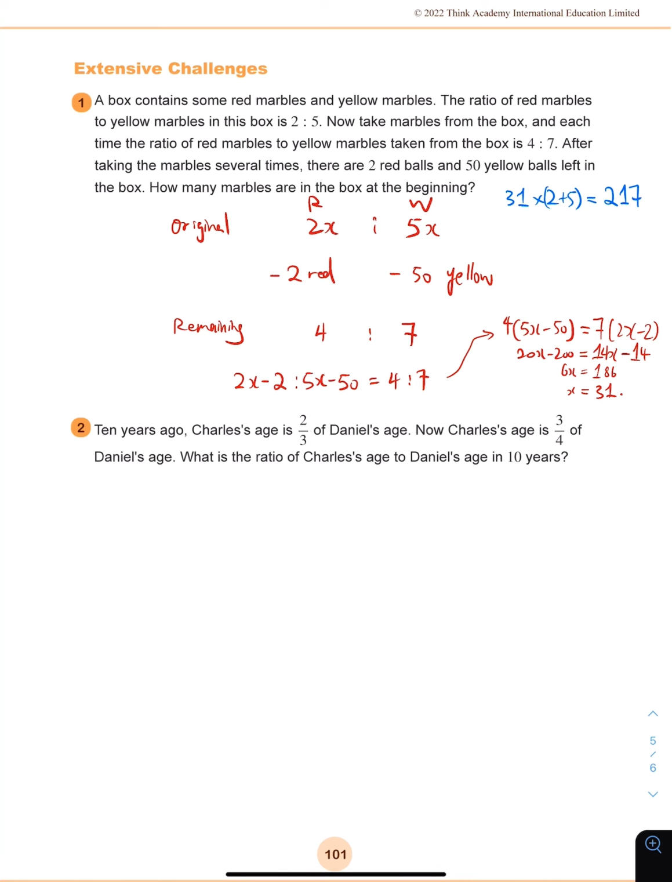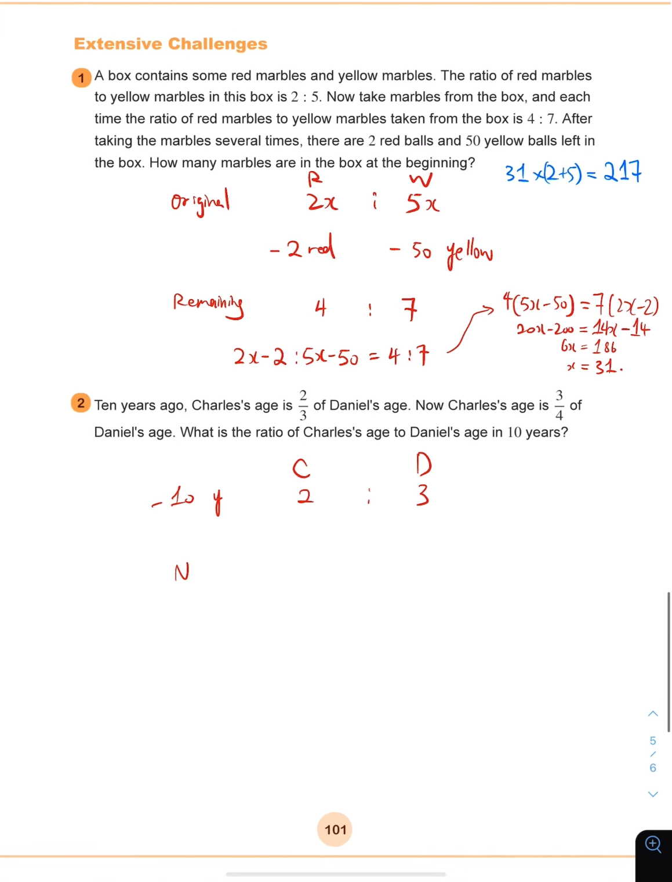Alright, so let's take a look at the second question now. It says that 10 years ago, so let's say minus 10 years, Charles' age is 2/3 of Daniel's age. So it means that the ratio of their ages is 2 to 3. And now, it means 10 years after 10 years ago, Charles' age is 3/4 of Daniel's age, which means that the age is in a ratio of 3 to 4.